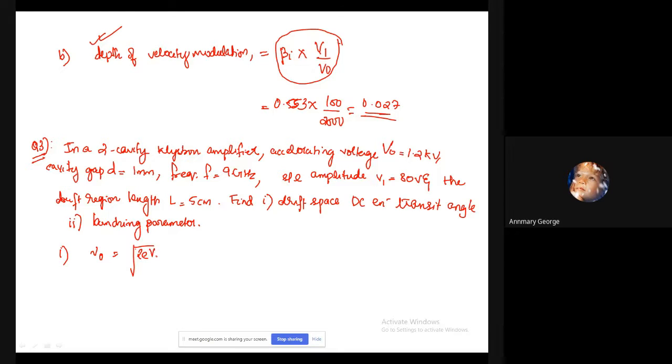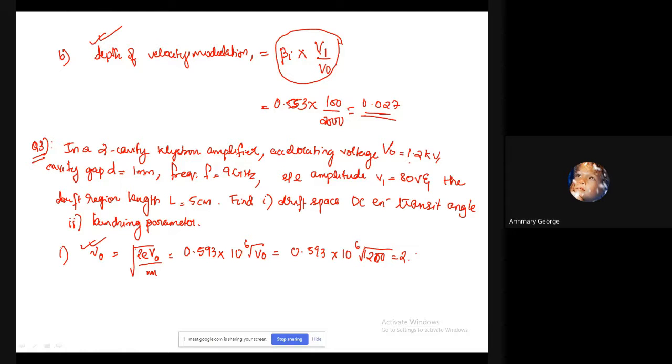Root of 2E V0 by M can be written as 0.593 into 10 raised to 6 root of V0. Just substitute the value of V0, which is 1.2 kilovolt. Therefore 0.593 into 10 raised to 6 root of, we can write 1.2 kilovolt as 1200 volt.